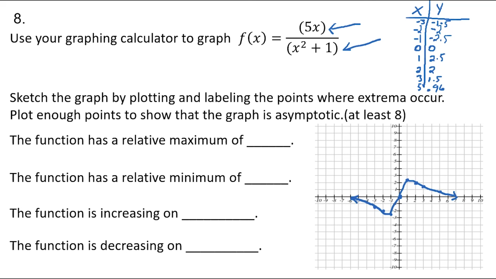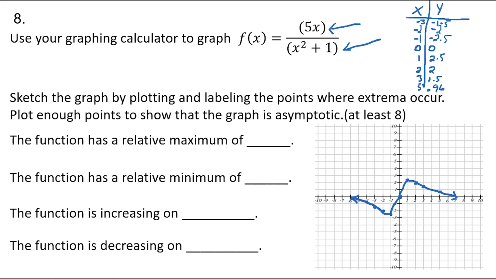Okay, now that we have the graph sketched, we want to go ahead and label the points where the extrema occur. In other words, the relative max and min. In order to do this, you're going to need to utilize the max and min feature on your calculator to be able to get the exact values.